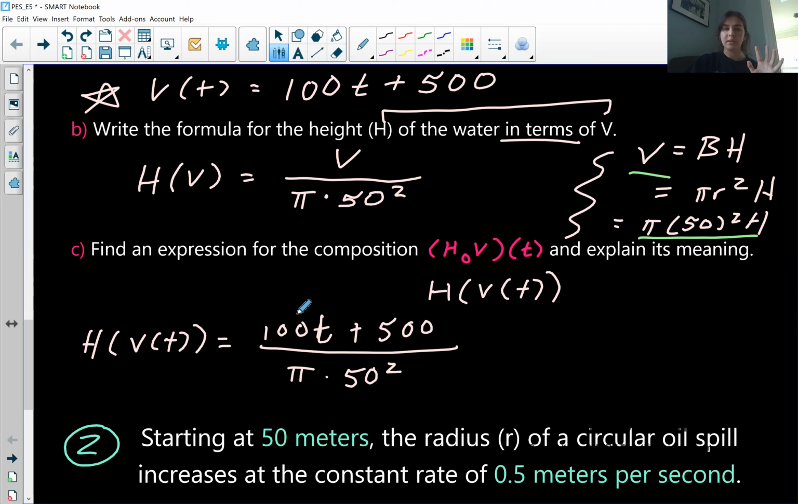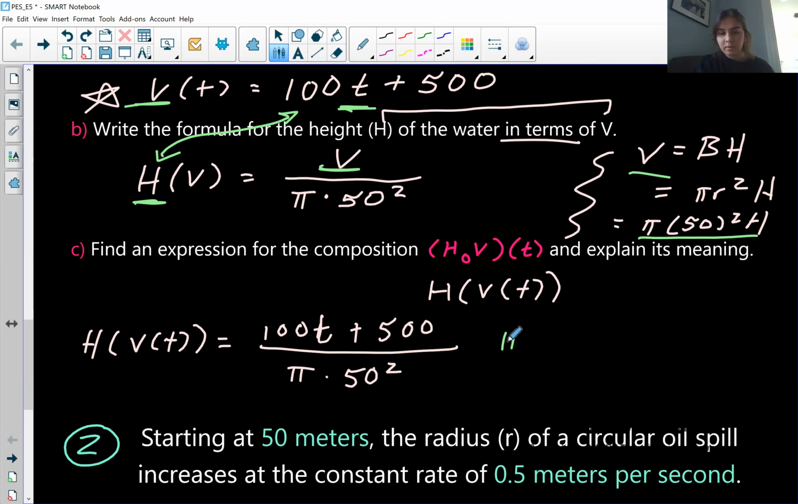We had a relationship between volume and time. We had a relationship between height and volume, which means there was a relationship between height and time. And we just created an equation for it. But the second part here, we need to explain the meaning. And essentially what we just found is a function that models the height of the water over time. And that's what you would write if you had to write it out.